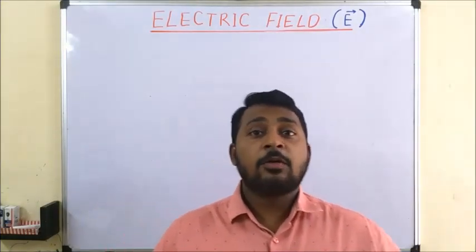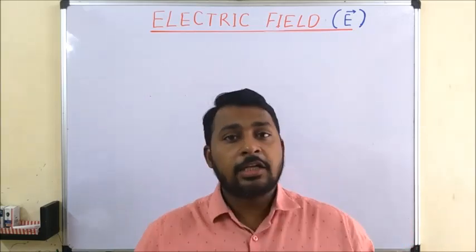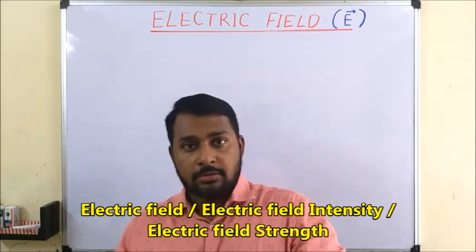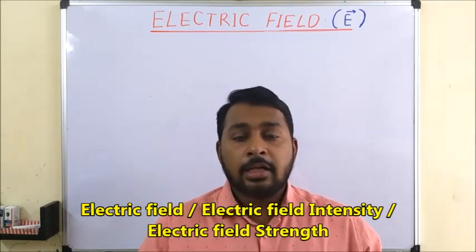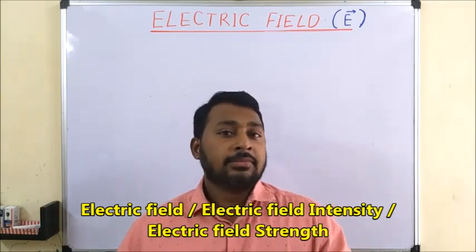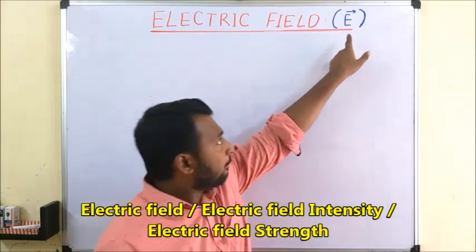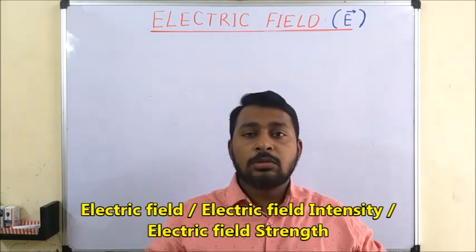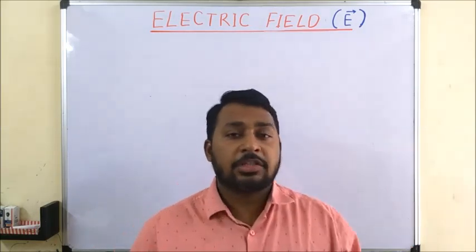Everyone, in this video we are going to discuss electric field. It is also known as electric field strength or electric field intensity. It is denoted by a capital letter E. It's a vector quantity. It has both magnitude and direction.